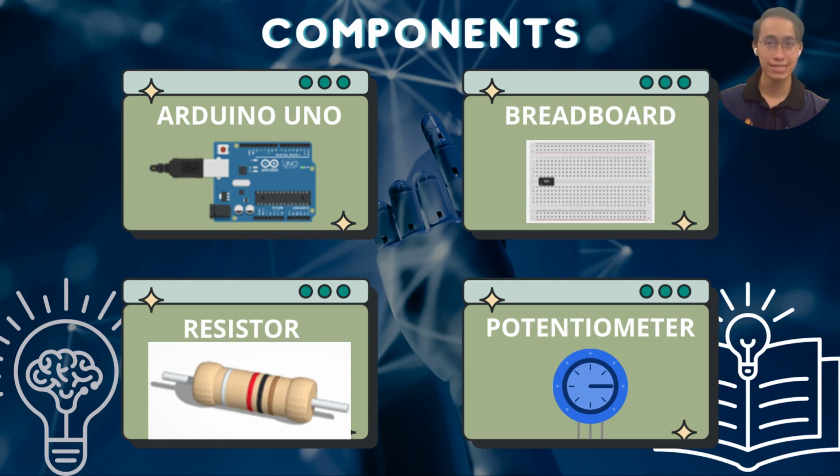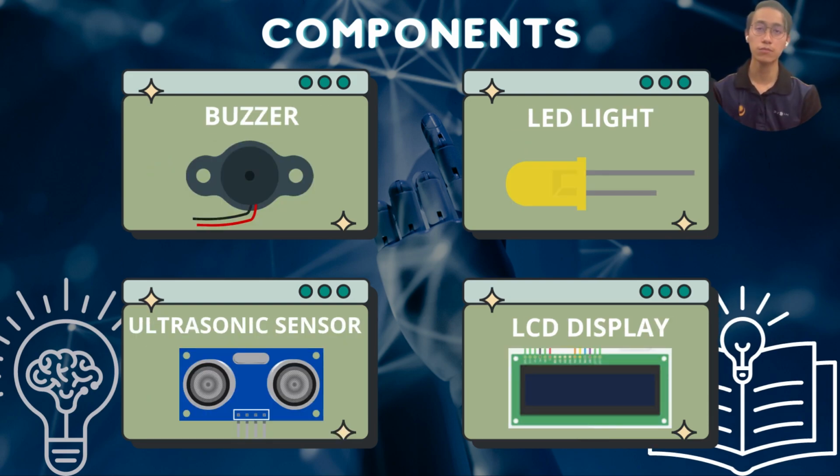Next is the resistor. The resistor serves to regulate electric current, modify voltage levels, and safeguard components by impeding excessive current flow. Next is the potentiometer. It functions as a controllable resistor with adjustable resistance through knob and slider rotation, facilitating voltage or current regulation within a circuit. Now let's move to the last four components used in Tinkercad.